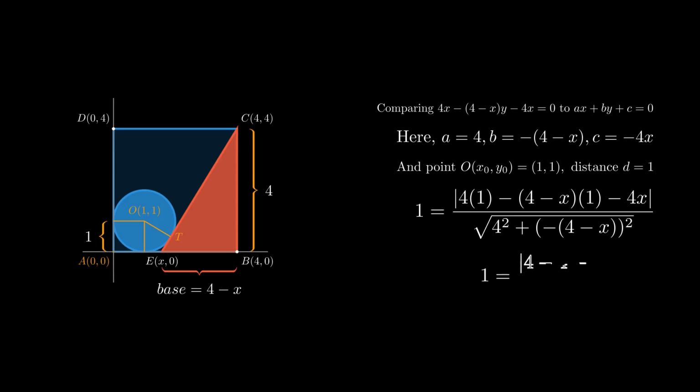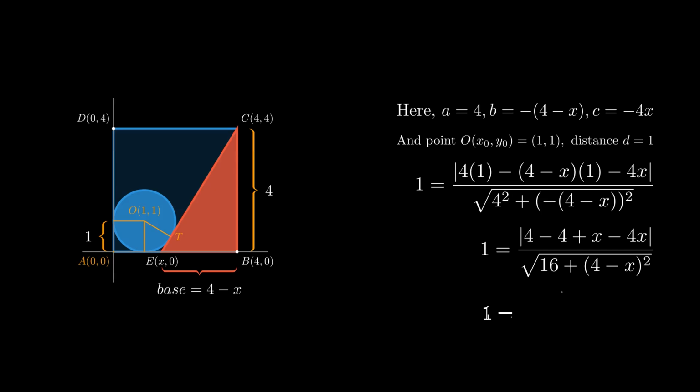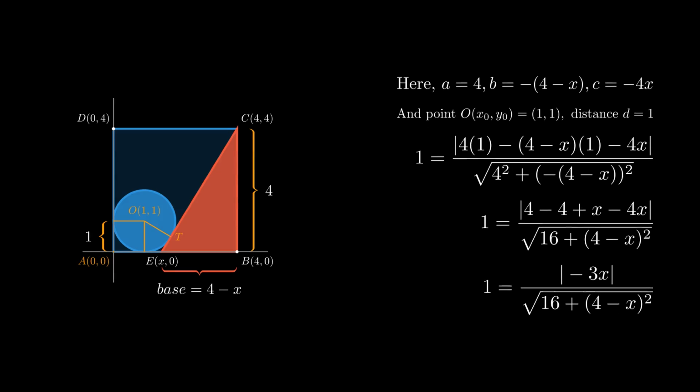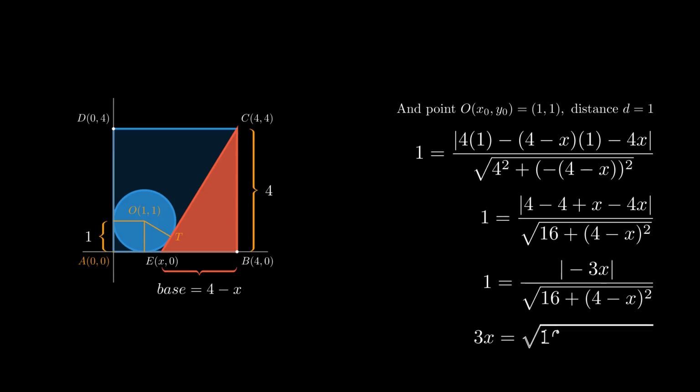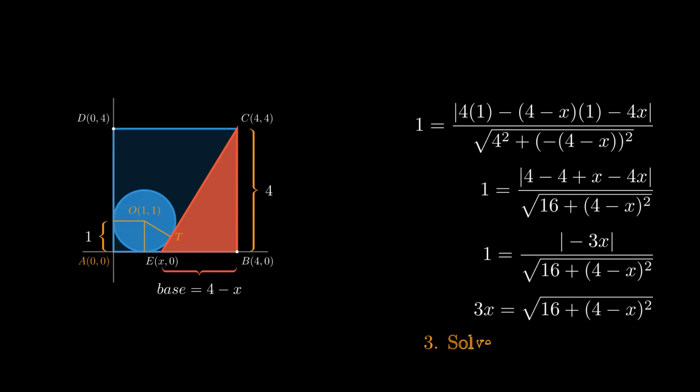Let's simplify the expression inside the numerator. This simplifies to the absolute value of negative 3x over the square root term. Since x must be positive, we can remove the absolute value and rearrange. Now we solve this equation for x.